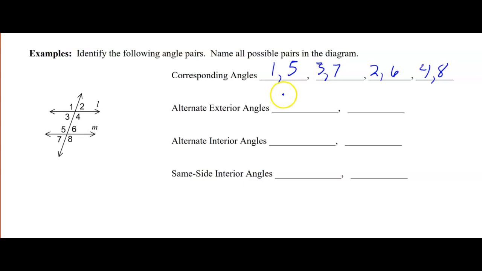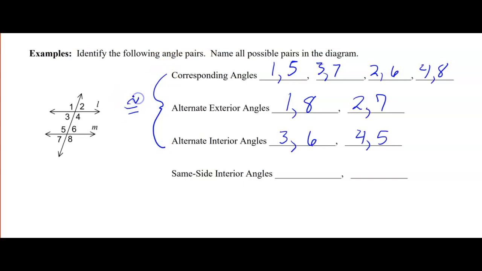Alternate exterior angles. 1 is exterior on the left top. 8, alternate exterior bottom right. So 1 on the left, 1 on the right. Second pair, 2 on the outside on the right, and then 7 on the outside on the bottom left. Alternate interior. 3 to 6 across and inside. 4 and 5 across and inside. So all of these 3 sets are congruent sets.